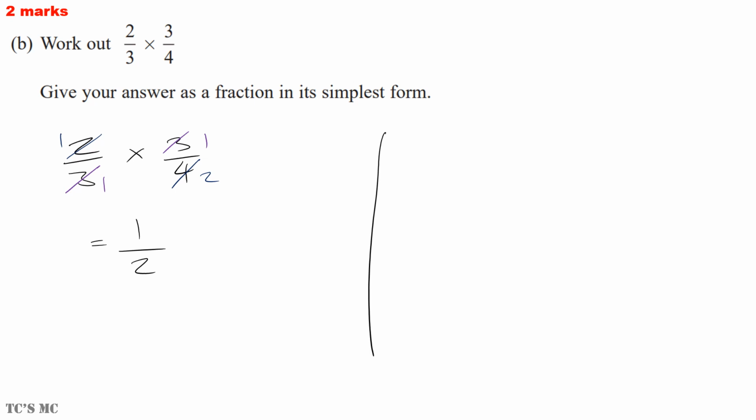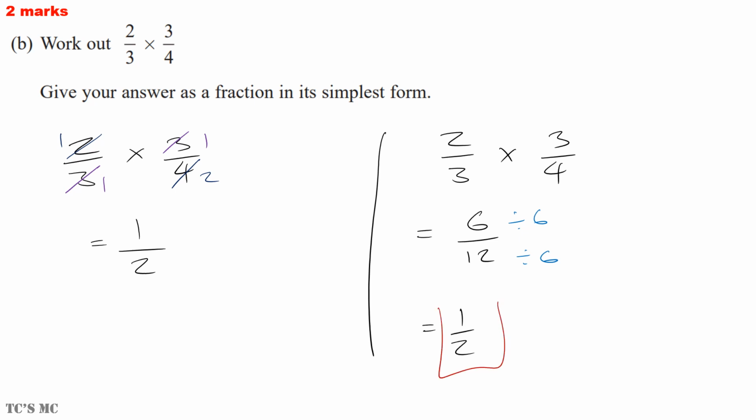The other method is to do 2 over 3 multiplied by 3 over 4, and to just go ahead and multiply the two numerators and the two denominators. And that gets us 6 over 12. And then to do your simplifying, which is to divide by 6, divide by 6, and we get a half. So both methods work. It's just up to you which one you prefer and what you're more comfortable with.